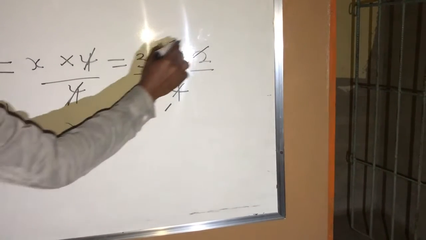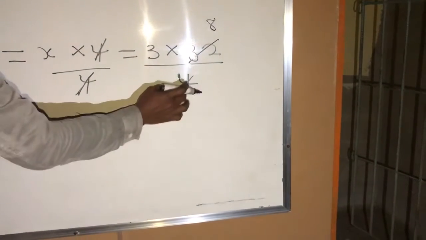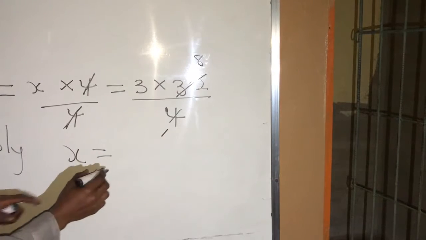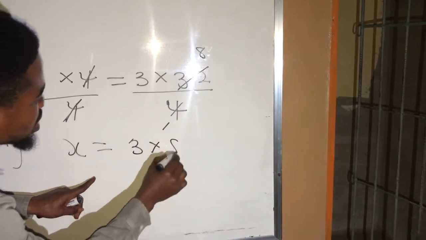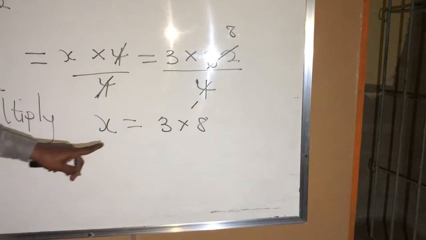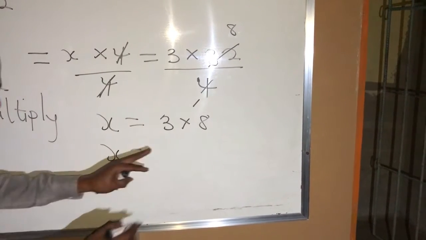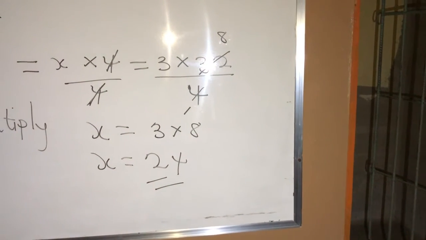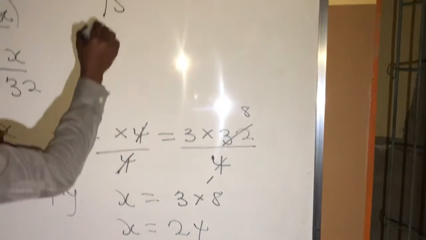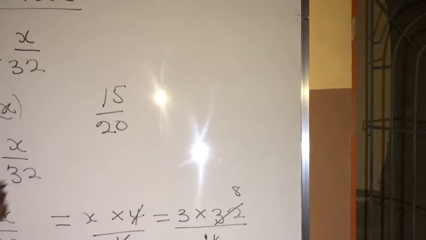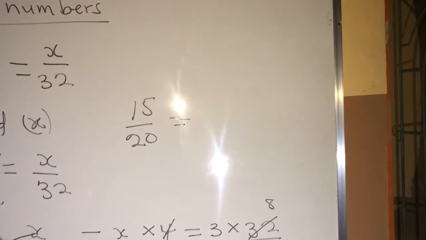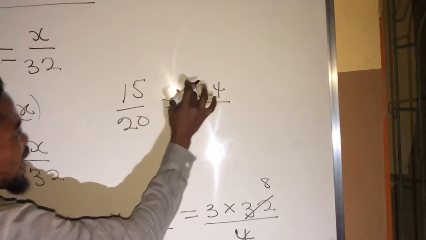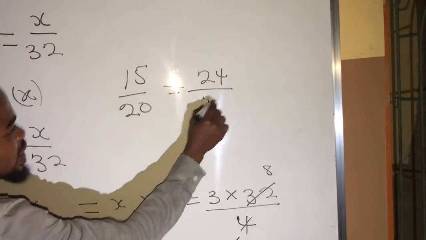Right? So which is what? 8. 4 goes into 32, 8 times, and then what is left here is 3 times what? 8. What is left here is 3 times 8, which is 24. Therefore, my x is 24. Now, if I bring this one here, 15 out of 20 is, what is my x? My x is 24. So, 24 now is taking the place of x over 32.